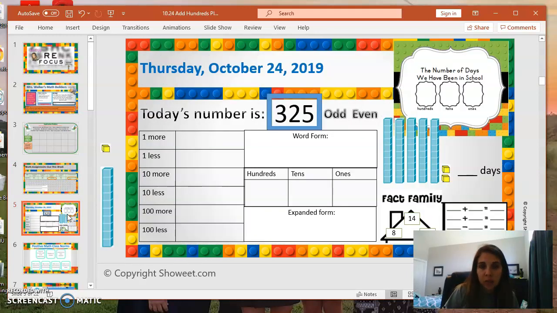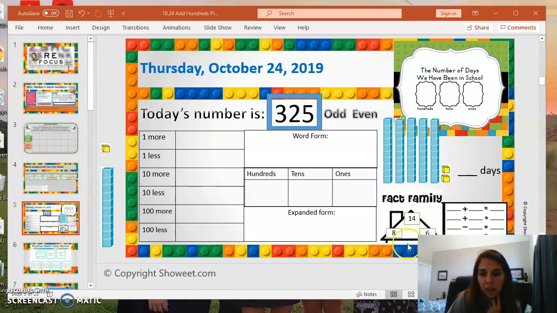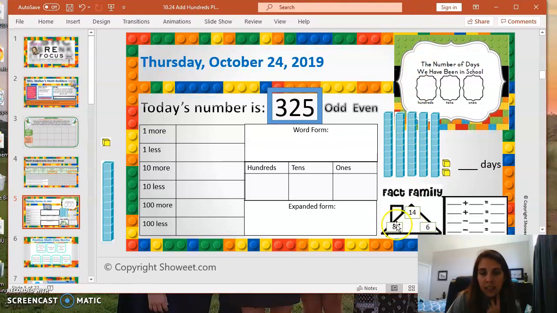Today is Thursday, October 24th, 2019, and today's number is 325. This is how many days we've been in school, and here is our fact family. Let me move this down a little bit. Hopefully you can see that it is 14, 8, and 6. So I want you to pause, take a few minutes, and work these things out. Figure out what's one more, one less. You can write these things on your board, work them out, and show them to your learning coach. Your learning coach is your teacher today, so show these things to your learning coach.